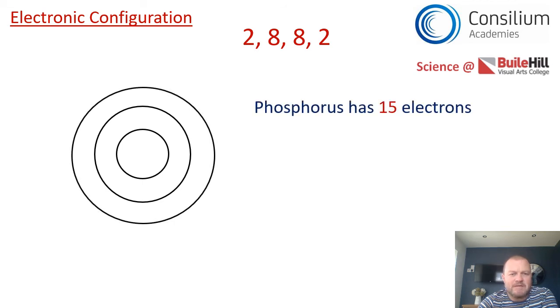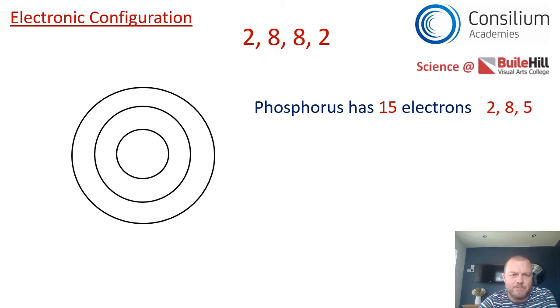Before I set you the work to do at home, let's have a go at one together and make sure that we can do this before we move on. So phosphorus is an atom that has 15 electrons. So they would be arranged 2 in the first shell, 8 in the second shell, and then 5 in the final shell. Okay, so I've drawn the 3 shells for you. Could you have a go at drawing that atom?